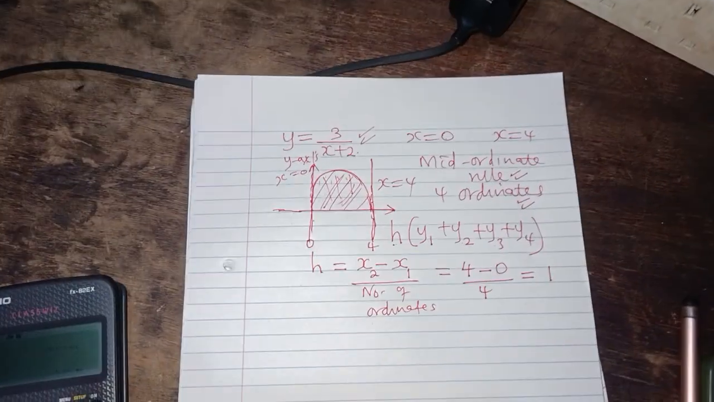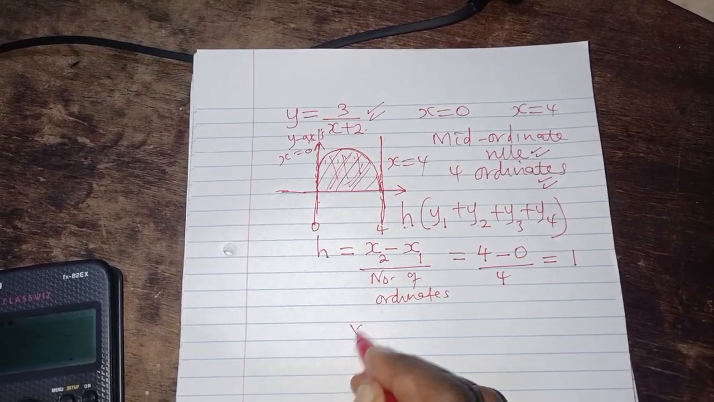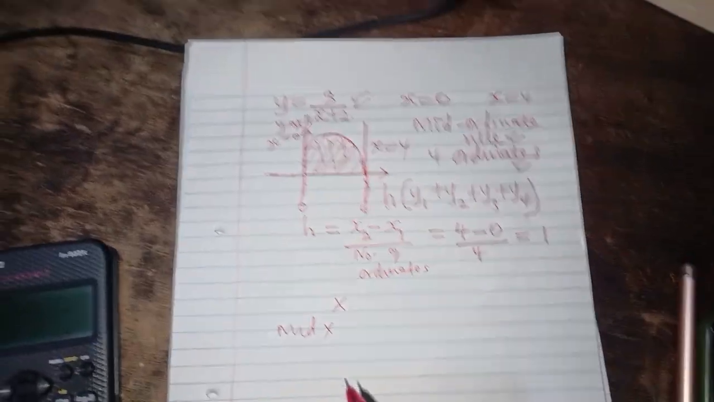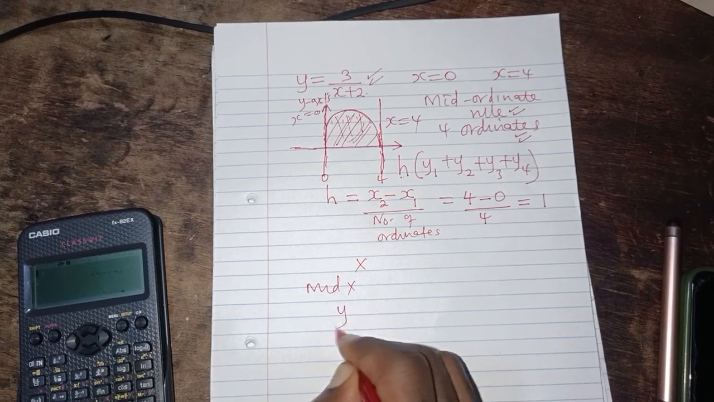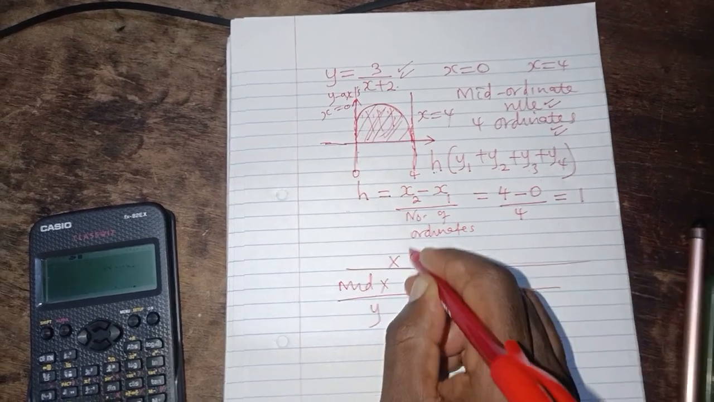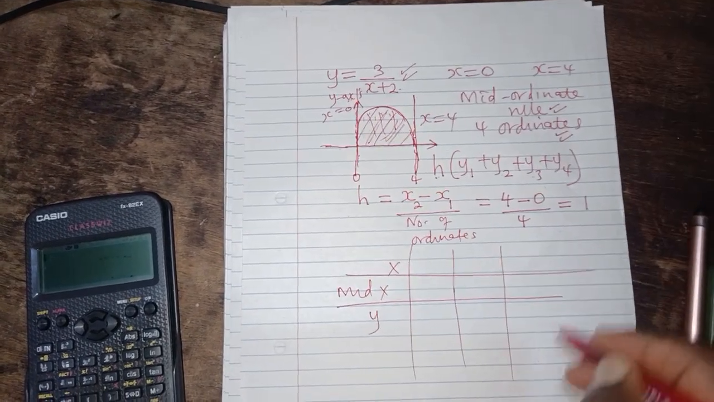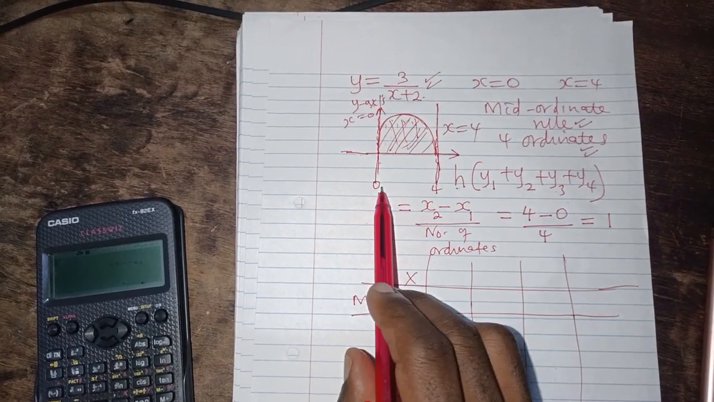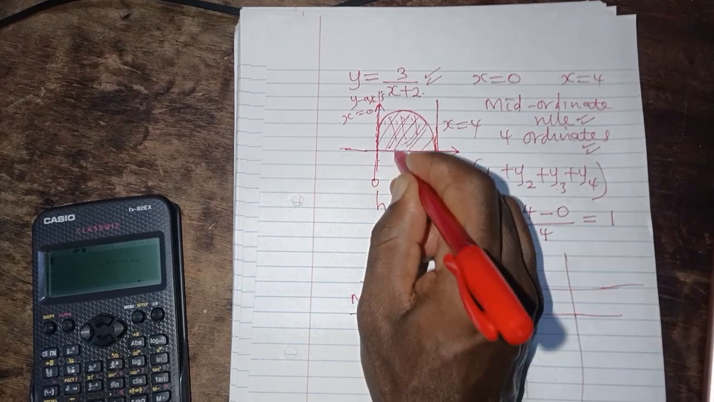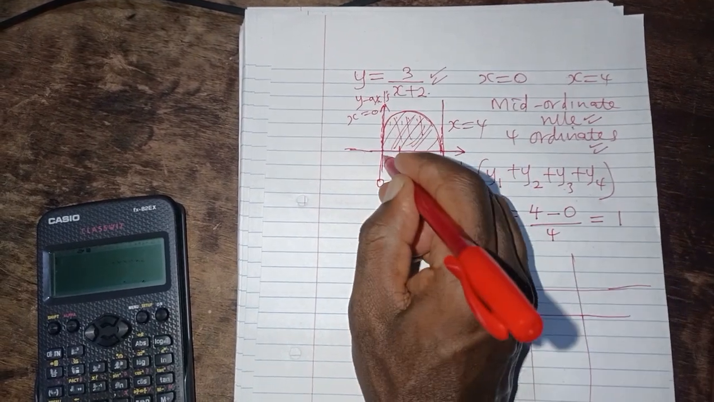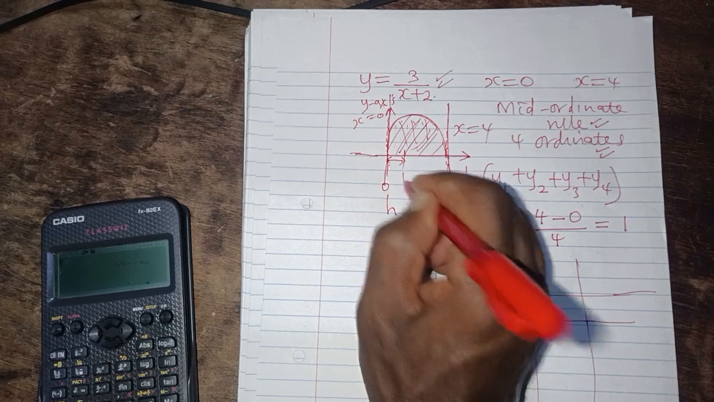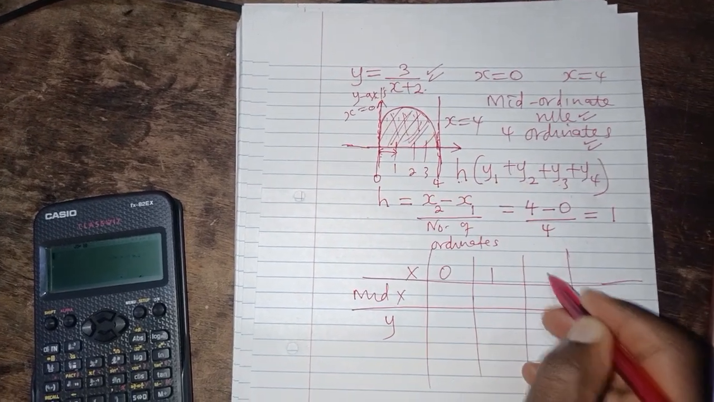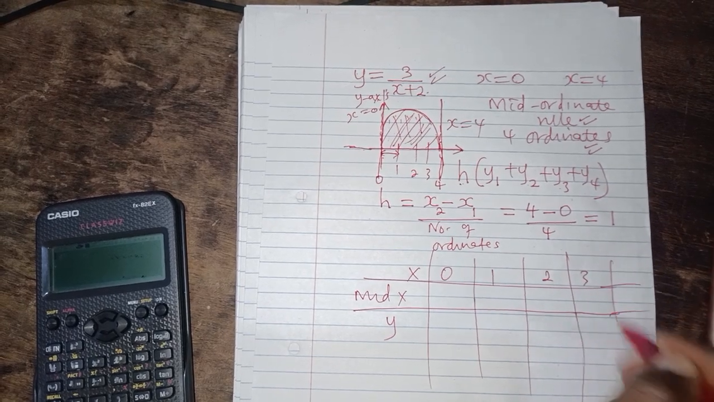We shall now prepare a table where we shall have the values of x, then the values of mid-x, because it's mid-ordinate, then finally we shall get the values of y for us to use. As easy as it is, then you're going to get your final answer. So we shall start from this end. The first value of x is 0, so I'll write down 0. Then with a difference of 1 as the height, we can have 1, then 2, then 3, then 4. So 0, 1, 2, 3, then 4.